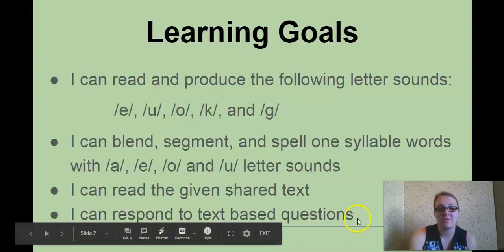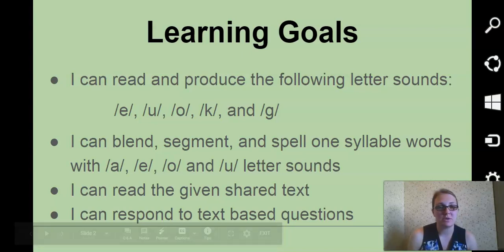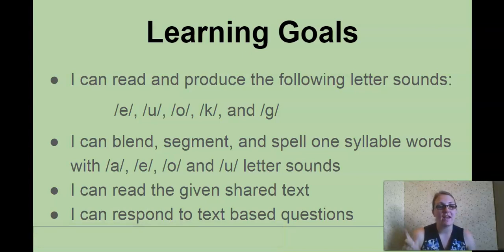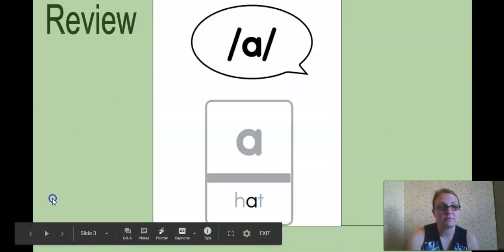Let's get started. Our learning goals for today: be able to read and produce the following letter sounds: a, k, and g. Blend, segment, and spell one-syllable words with the vowel sounds a, and letter sounds. Read a given shared text that we're going to work on together, and then respond to questions about that text. So let's get started.